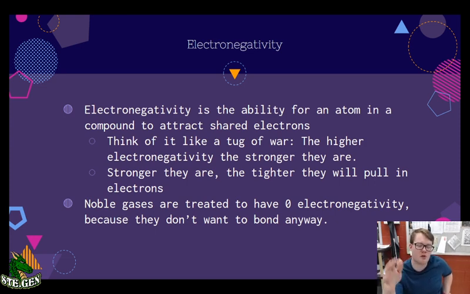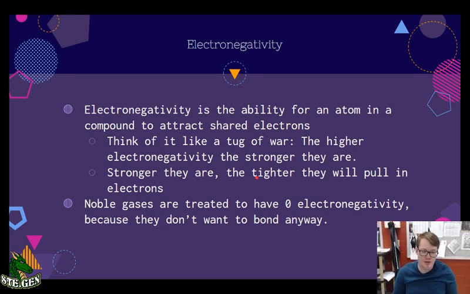Think of it like a tug of war. The higher the electronegativity is, the stronger they are in the tug of war. The stronger they are, the tighter they're going to pull in electrons. Noble gases are treated to have 0 electronegativity because they don't want to bond to anything anyway, so they're not going to be fighting over electrons if they do somehow bond to something.